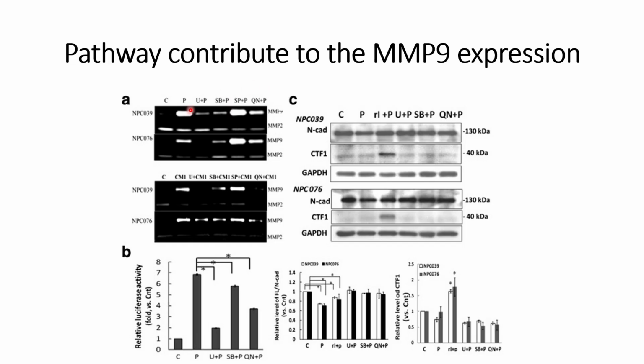inhibitors. For example, U is the inhibitor for the ERK1/2 pathway, SP is the inhibitor for the p38 pathway, and SP is the inhibitor for the JNK pathway, and QN is the inhibitor for the NF-kappa B pathway.